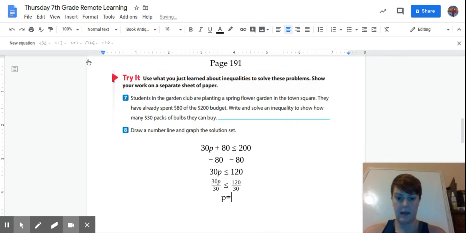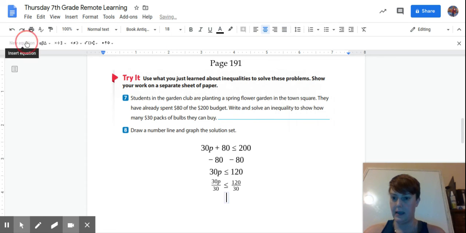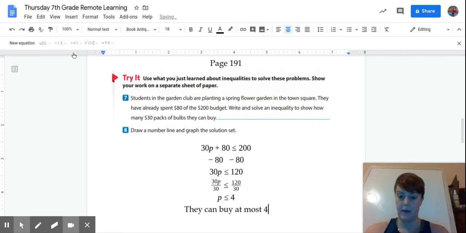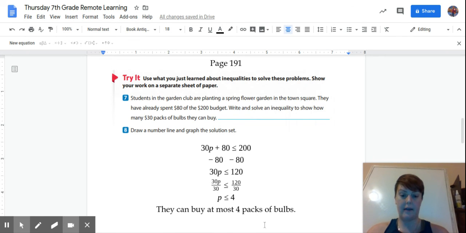And then that means that p is going to be less than or equal to 4 packs. So they can buy at most 4 packs of bulbs. All right. And if we were to graph this one again, it would again be a discrete set of points. They can buy none. They can buy 1. They can buy 2. They could buy 3, or they could buy 4 packs of bulbs.